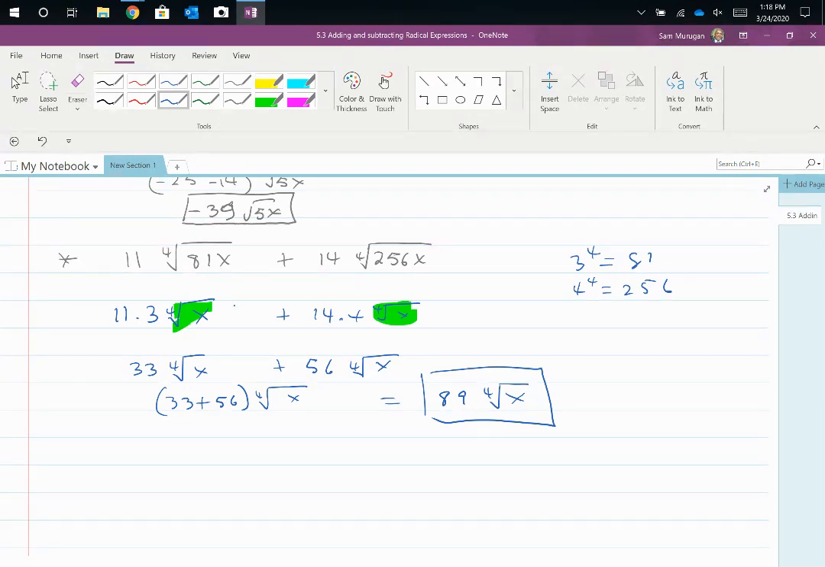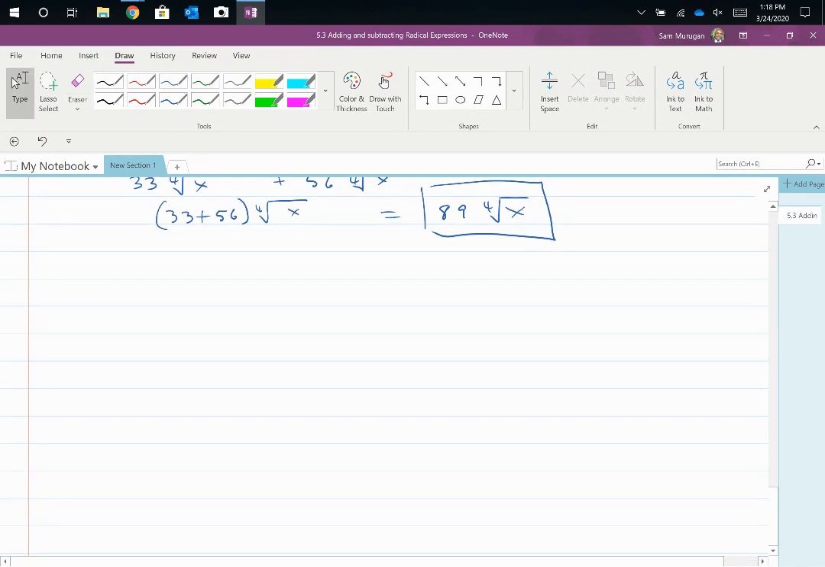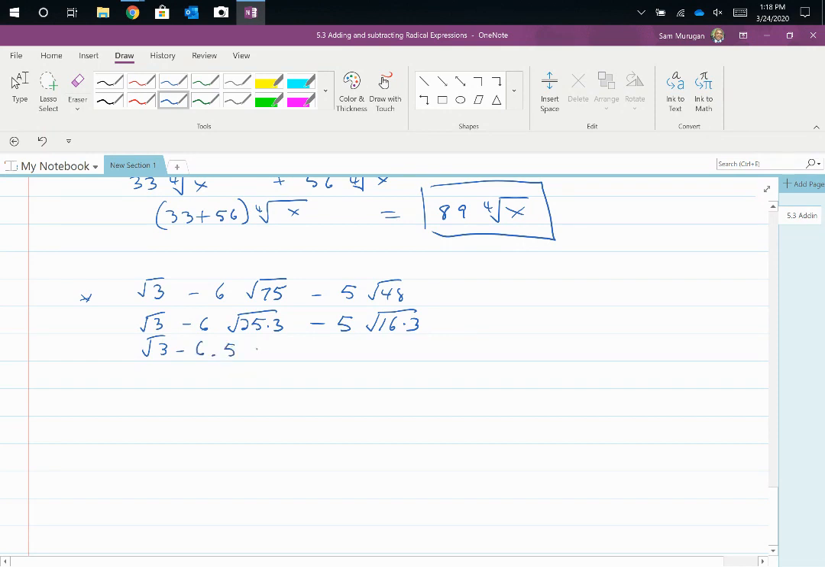All right, so I'm going to do a couple of examples from the quiz. Here's a good one. I'm going to go a little faster with this. 6 square root 75 minus 5 square root 48. So this is 6 times the square root of 25 times 3 minus 5 times the square root of 16 times 3. Square root of 25 is 5. The goal here is to get the square root of 3.